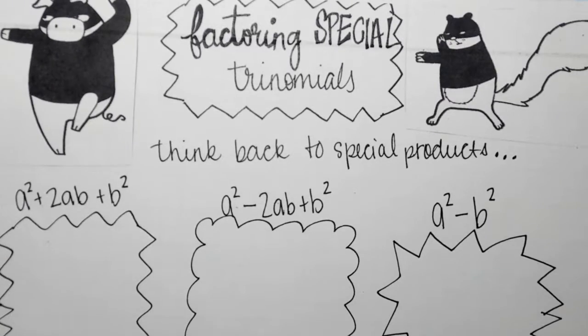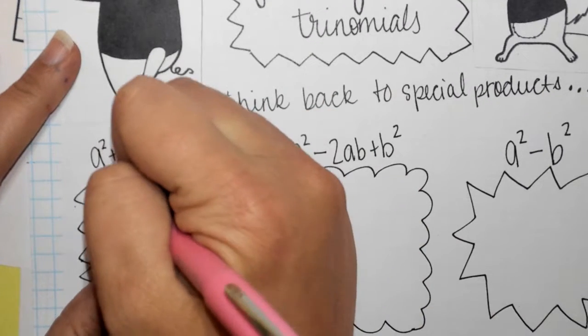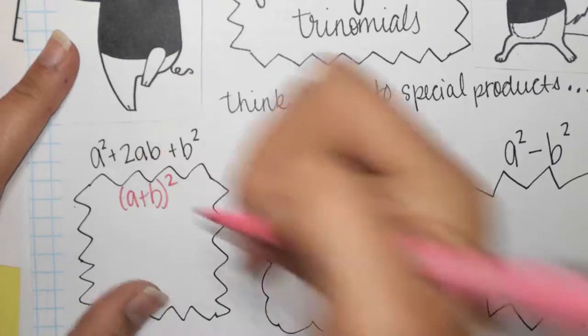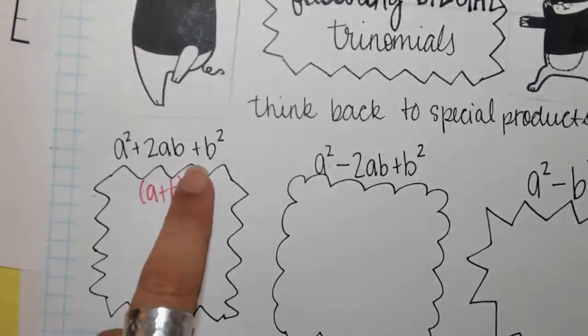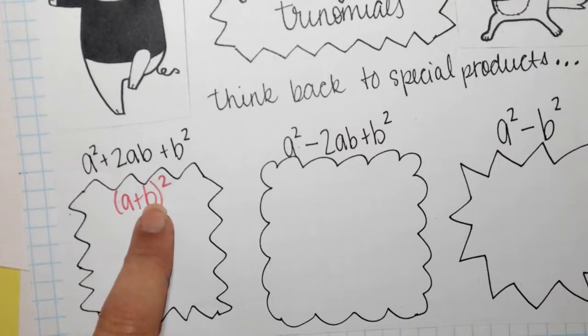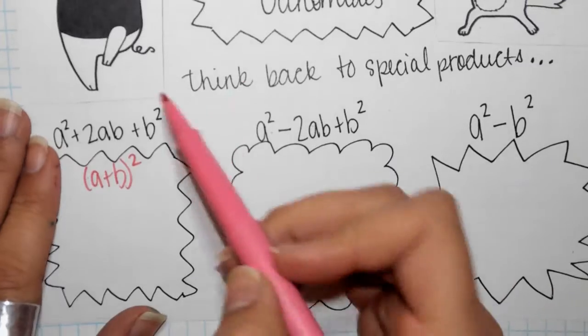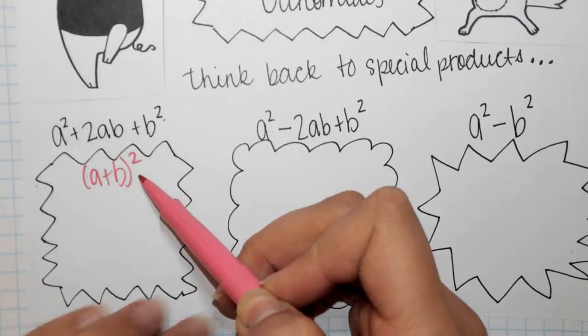Alright, so special products. When we had A plus B quantity squared, we multiplied it to get this. We would square the first, multiply A times B, then times 2, square the second. And we would put a plus sign when we had two pluses. So today we're going backwards from this one to this one.